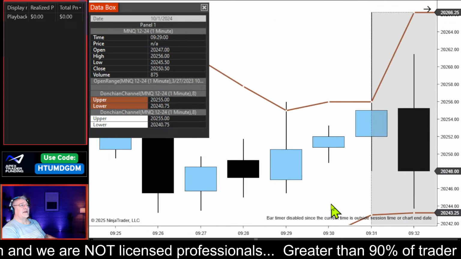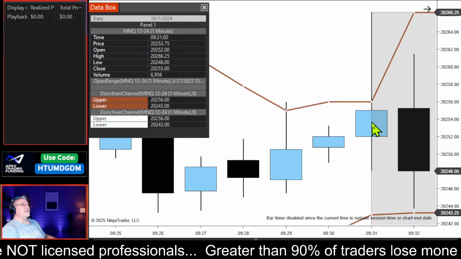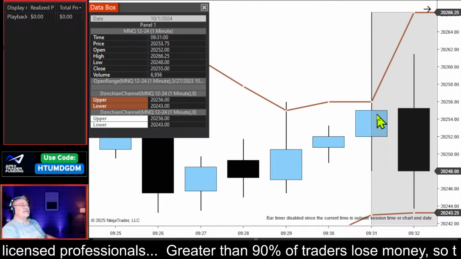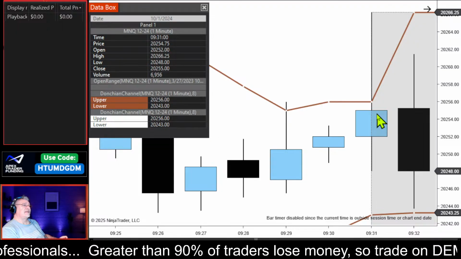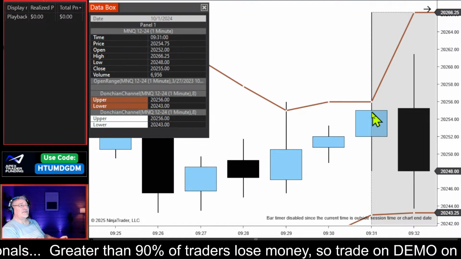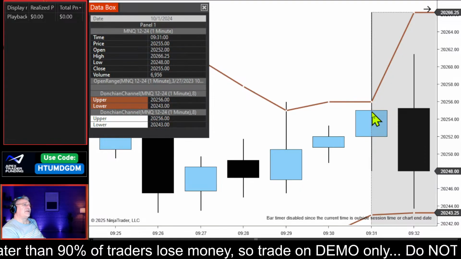Okay, I got to open it up. This is the first candle right here, 9:30 to 9:31. You can see the time is 9:31. NinjaTrader posts the time of the candle when it closes. So this one closed at 9:31, which means it was the 9:30 to 9:31 candle.